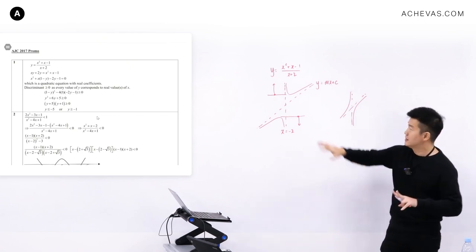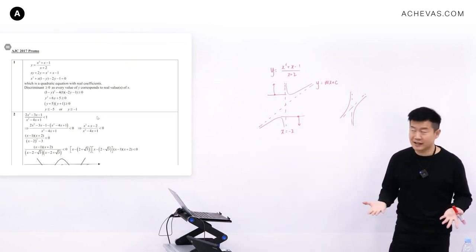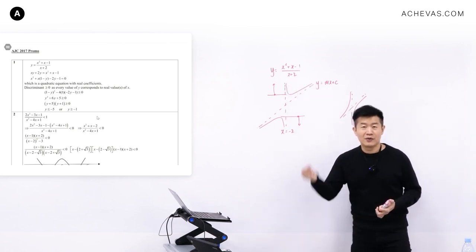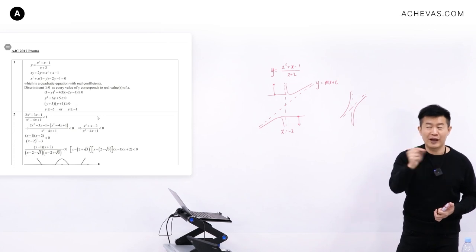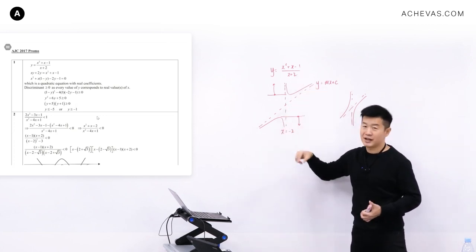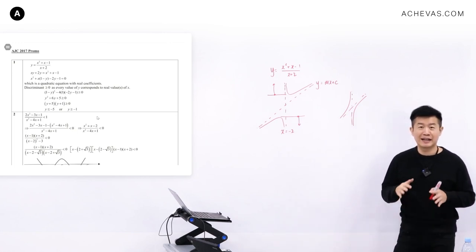The second method is you will use dy dx. Find the expression for dy dx. Let dy dx be equal to 0. Find the values of x, and with the two values of x, you will sub it back into here. You will find the corresponding y coordinates, and that will give you the set of values that y can take.